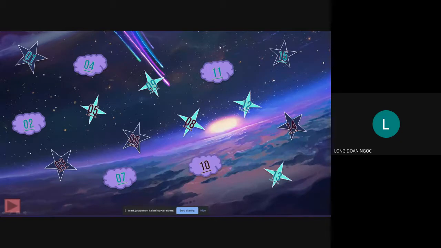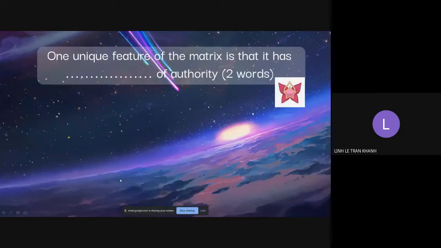First is team 1. Can you choose a number? Seven, please. Let's get into the number 7 question. The question is, one unit feature of the match is that it has blank of authority. This word contains 2 words. You remember the criteria that is usually misinterpreted as responsibility in chapter 1 that I have mentioned. Yeah, that is the hint.